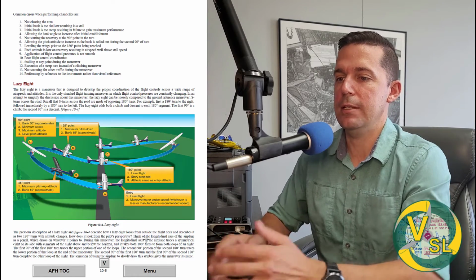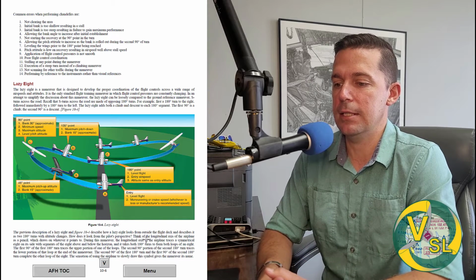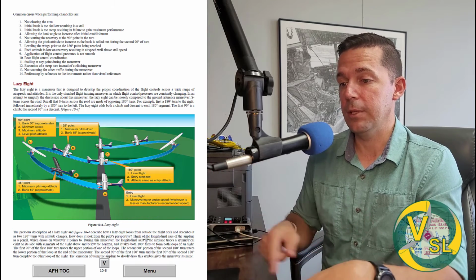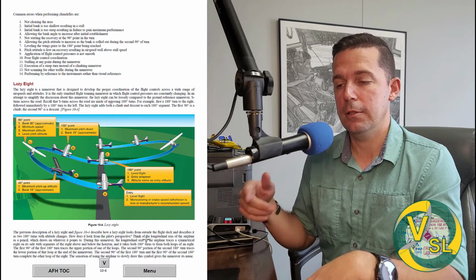I'm sure Chapter 10 has a good picture here. It kind of helps us visualize it right there, the lazy 8. It's on 10-6. So you can see it's kind of an S-turn with vertical. We've got the plane going up and down, making 180-degree turns.